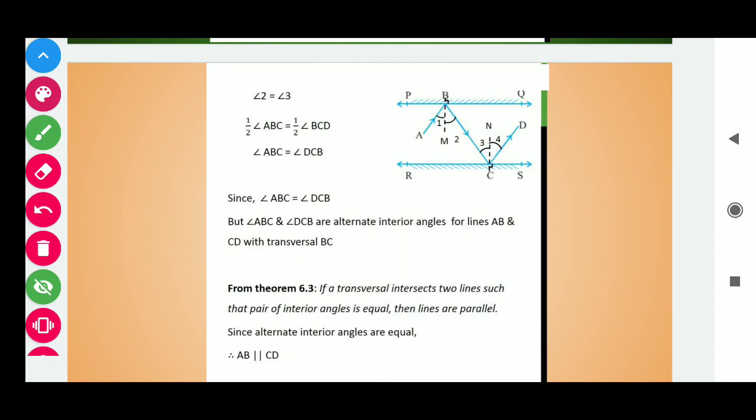So angle 2 is half of ABC and angle 3 is half of BCD. Okay. In this way angle ABC is equal to angle DCB. These two angles become equal. In this way you can see that angle ABC and DCB are equal, but ABC and DCB are alternate interior angles. And alternate interior angles are equal when? And there we have a transversal also. We have proved that BC is the transversal.